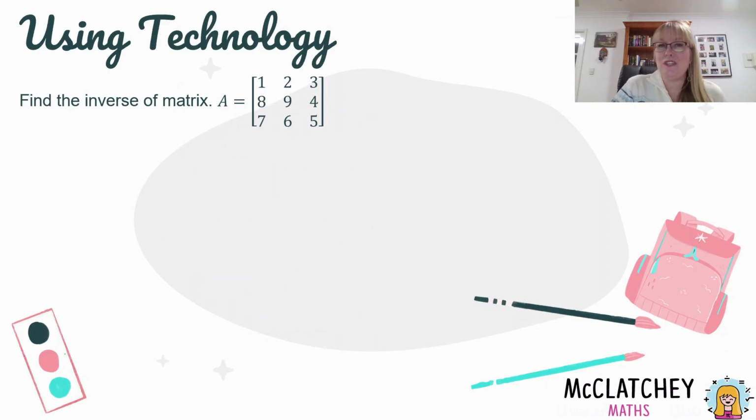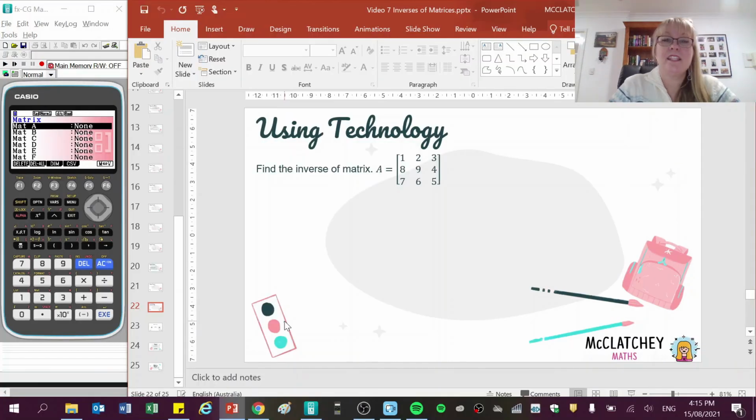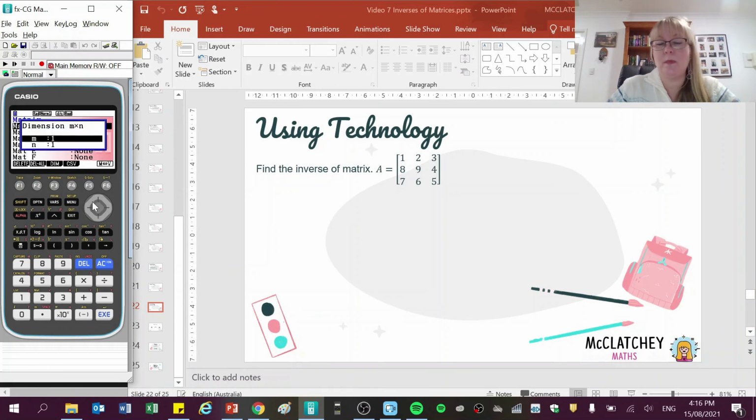Now let's do this using some technology. We're going to jump onto the Casio CG50 and find the inverse of the matrix given. So we're going to find the inverse of this matrix, 1, 2, 3, 8, 9, 4, 7, 6, 5. So the first thing we need to do on our CG50 is get ourselves onto this screen where we're going to enter our first matrix. And if we press execute, it'll ask us to put in the dimensions of our matrix. It's a 3 by 3. So then we do that and press execute.